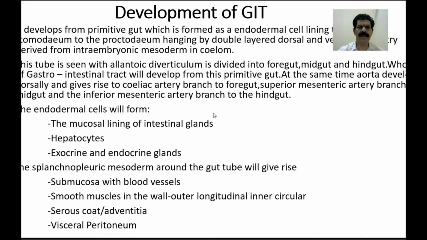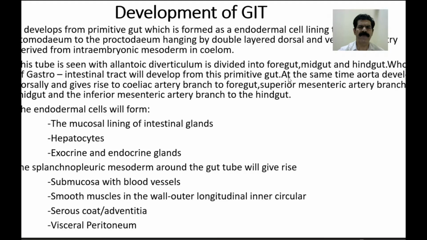Now this tube is seen with the allantoic diverticulum, which also divides into the umbilical cord, and this primitive gut is divided into the foregut, midgut, and the hindgut, from where the whole of this gastrointestinal tract will develop.